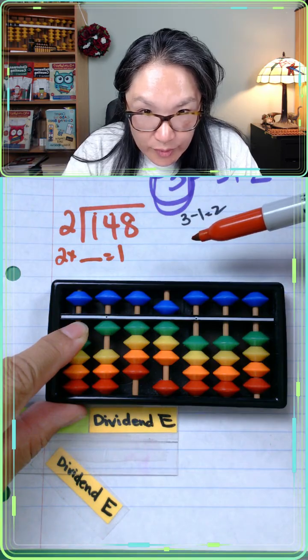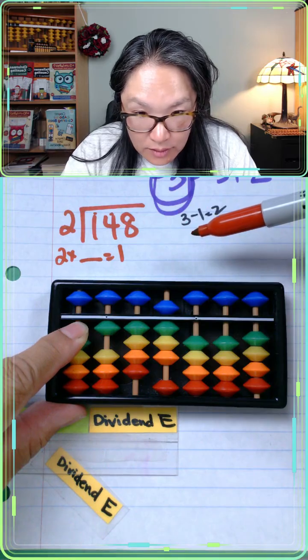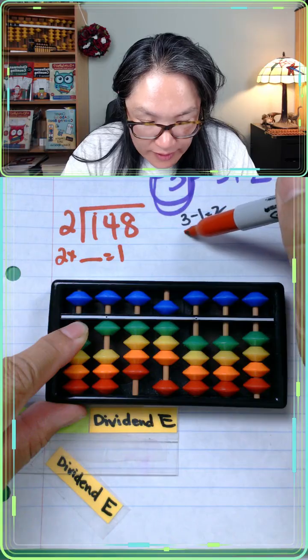Sammy, it could help you with math. It just depends on what kind of math it is. Eve, does that make sense? We have 3 digits in our dividend.